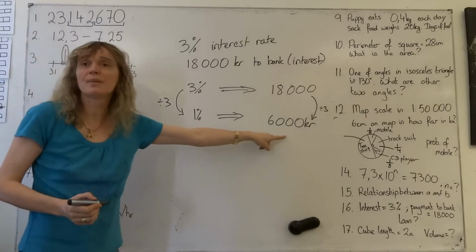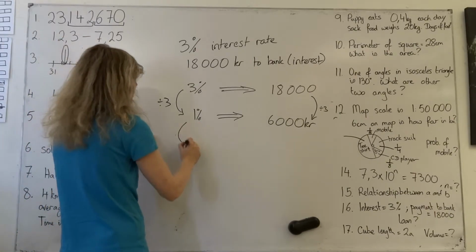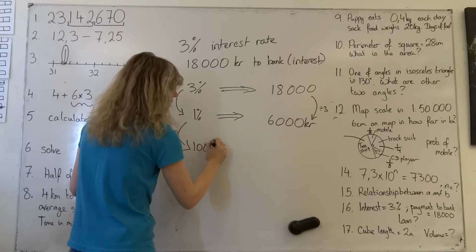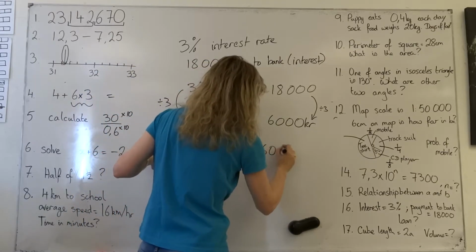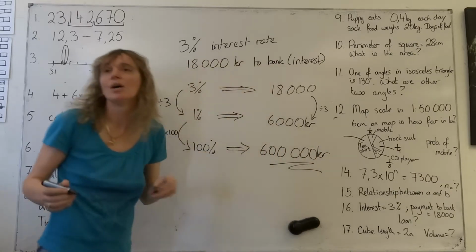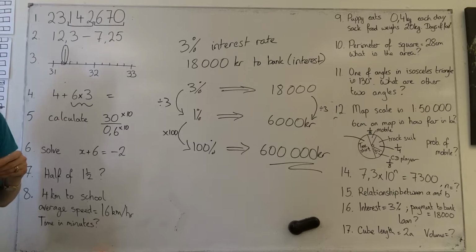If I know that 1% is 6,000 kroners, how much is 100%? Times 100. It gives me that 100% is equivalent to 600,000 kroners. You get the same answer whichever way you do it, so choose the way that you prefer.